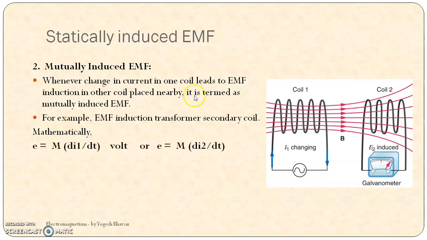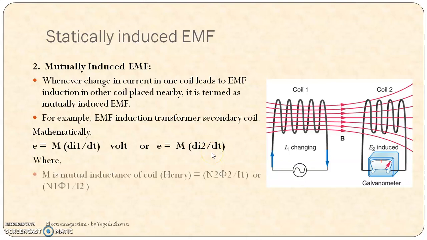Mathematically, the formula is given by e is equal to M di1 by dt. Why di1 here? Because of the changing current in coil 1, and due to that EMF is induced in coil 2. Now suppose we are giving supply to coil 2 and we are measuring EMF in coil 1, then this equation becomes e is equal to M di2 by dt, where M is the mutual inductance of the coil in Henry, which is given by N2 phi2 by I1 with respect to coil 1, and with respect to coil 2 it will be N1 phi1 by I2, and di by dt is obviously the rate of change of current.